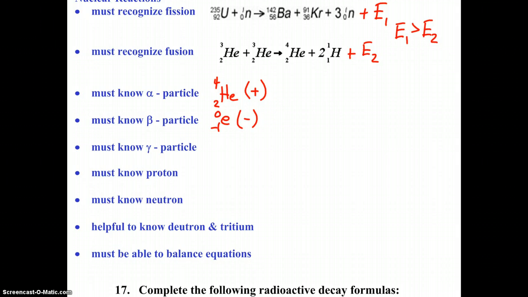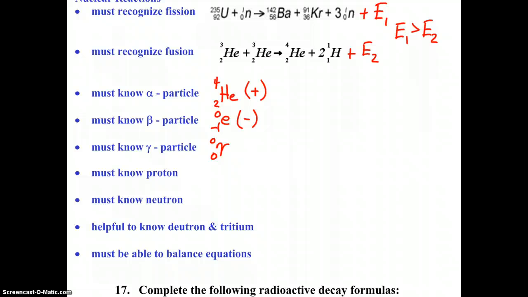Next is the gamma particle, which is a photon, and the symbol, as indicated here, is the Greek letter lowercase gamma. Because it doesn't have any protons or neutrons or electrons, it's a photon, it has no mass, it has an atomic number of 0 and a mass number of 0, and it has no charge, it's neutral.